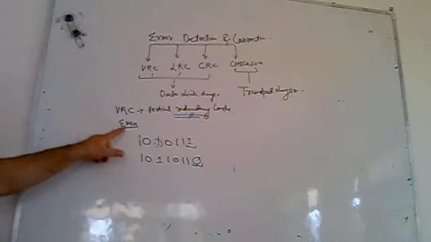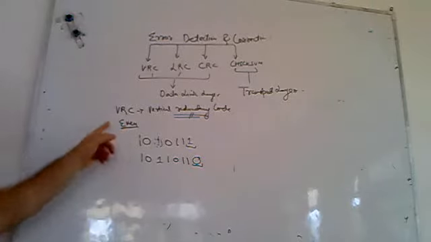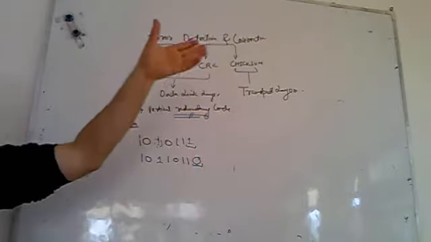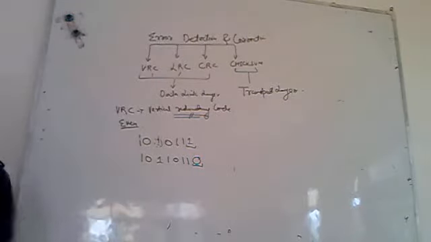Same is with odd parity. Then I will make the number of ones odd, not even, and check for odd in the receiver. Right? Getting me?